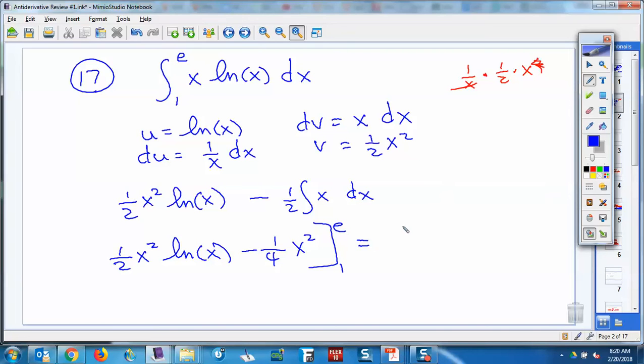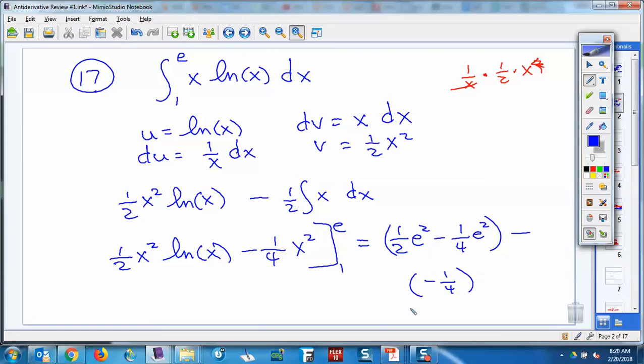So you put the e in there, so it's going to be really ugly looking, but just 1/2 e squared. What's ln e? ln e is just 1, so we can forget that. Minus 1/4 e squared. So I put e in, and this would be minus, and now I'm going to put a 1 in. And so I get 1/2 times 1 squared, but what's ln 1? That's 0, so that's going to wipe all that out. And so this is just going to be negative 1/4 times 1. So that actually just becomes plus 1/4. And then that'd be it.